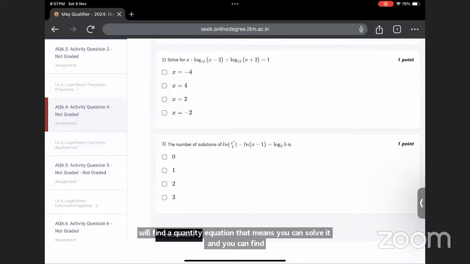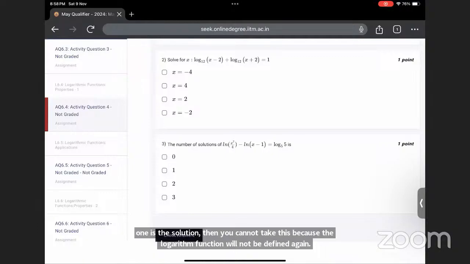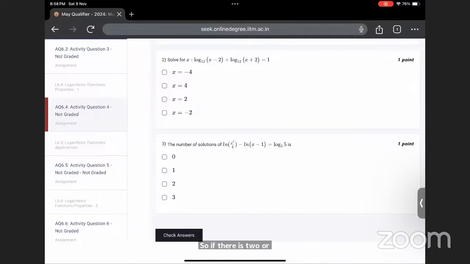But again, you have to check whether the logarithmic function is defined at that solution or not. Suppose 0 is one of the solutions, then the first logarithmic function will not be defined, right? So you cannot take this. If 1 is the solution, then you cannot take this because the logarithmic function will not be defined again. So if there is 2 or 3 or anything, then you can take it as a solution. So you have to keep in mind that it should be a solution of the quadratic equation, and it should be a member of the domain of the logarithmic function. Okay.